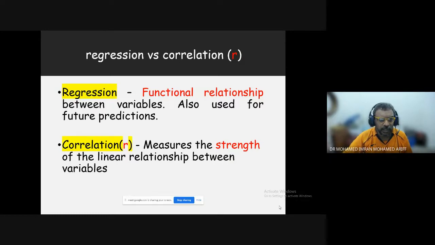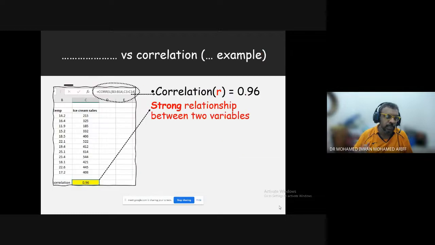Regression means functional relationship between variables, also used to do future prediction. And then versus dia ialah correlation dalam kategori R. When you see R tu maksudnya correlation lah. Measures the strength of the linear relationship. Example, kita boleh buat dalam Excel lah. So you boleh ada function ini dalam Excel.